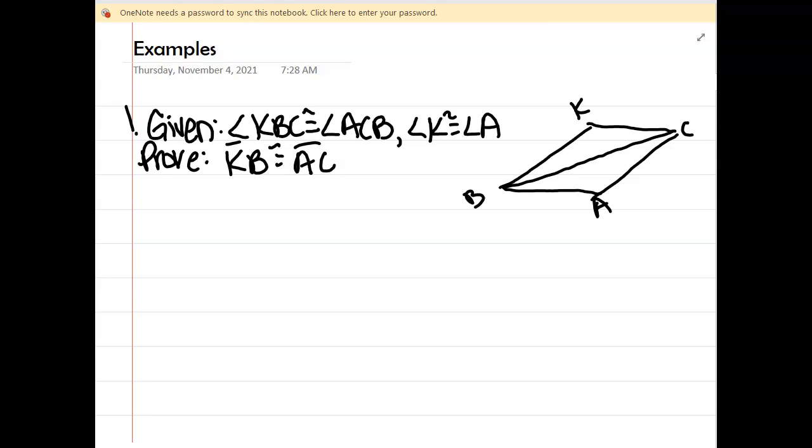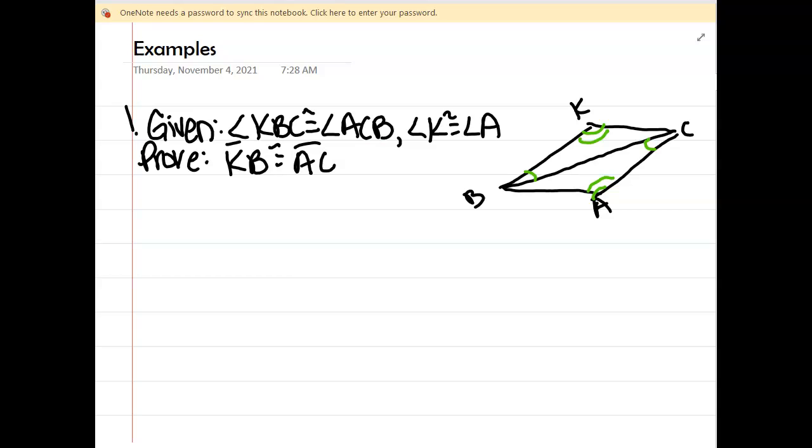Okay. All right, so the two big things, we talked about this on Tuesday, okay? Two big things. Mark your pictures, even if you don't think you need to. Mark your pictures, not only with the information in the given, but then the information that you know, either from information in the given or just what you can see in the diagram. So the first thing I'm going to mark is angle KBC is congruent to angle ACB. So those two angles right there. I know they're congruent because the given, they tell me that. It also tells me that angle K is congruent to angle A, so I can mark those two angles.